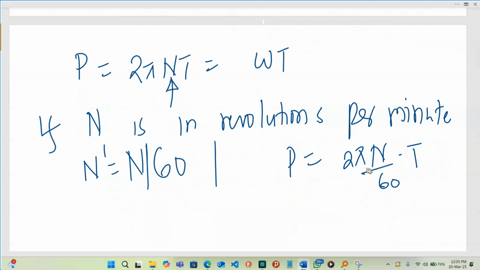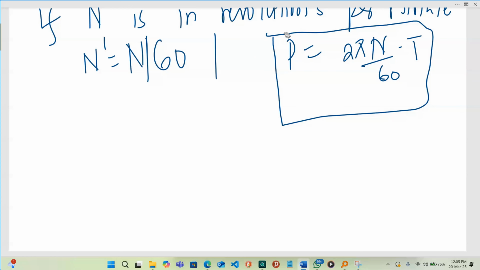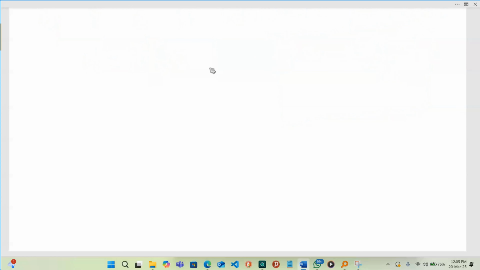And this is always the case if you have the speed of the shaft or speed of rotation as revolutions per minute. So to convert it to revolutions per second, we divide it by 60. So we must also note this. So let's look at an example here.